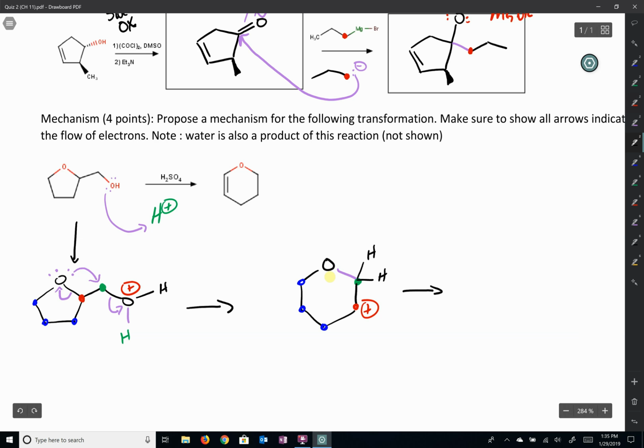Something's going to come in. We'll use water in this case, so let's get our buddy water back. This could be a water that got kicked off. It could be another equivalent of this alcohol. It could be the conjugate base. Something comes in, grabs that hydrogen, and that falls down into a double bond. So at the end of the day, we've got that right there.